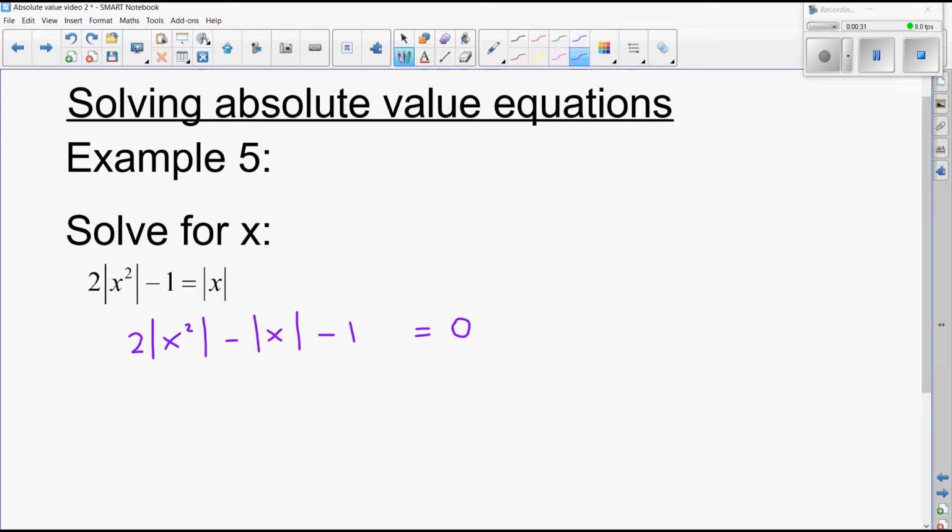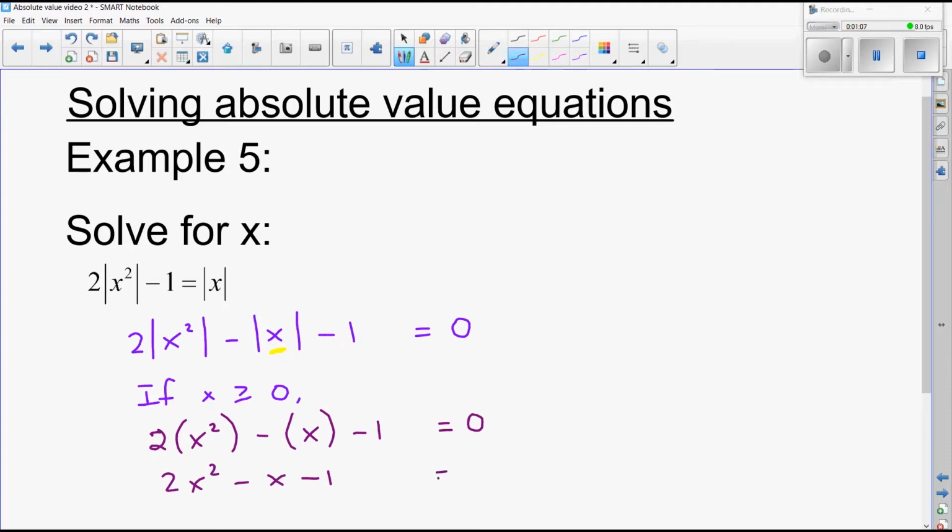So I'm going to solve. My first one would be if x is greater than or equal to 0, that would be my restriction, because to find my restriction, I'm going to let x equal 0, and then I work out for the positive. So if x is greater than or equal to 0, what happens then is you're going to have 2 times x squared minus the positive x minus 1 equals 0. So you have 2x squared minus x minus 1 equals 0.